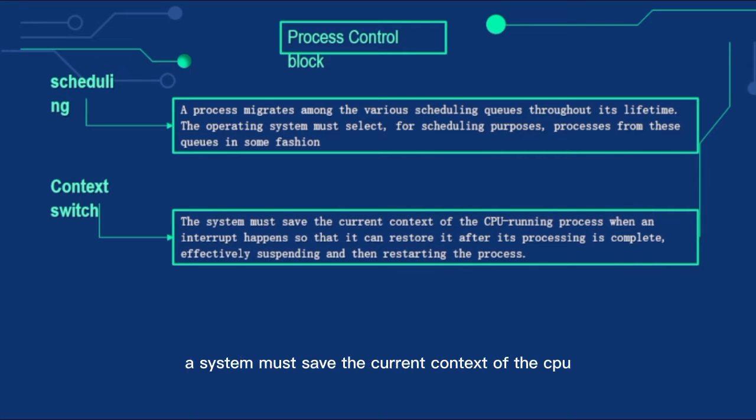Context switch. A system must save the current context of the CPU's running process when an interrupt happens, so that it can restore it after the interrupt is complete, effectively suspending and then restarting the process.